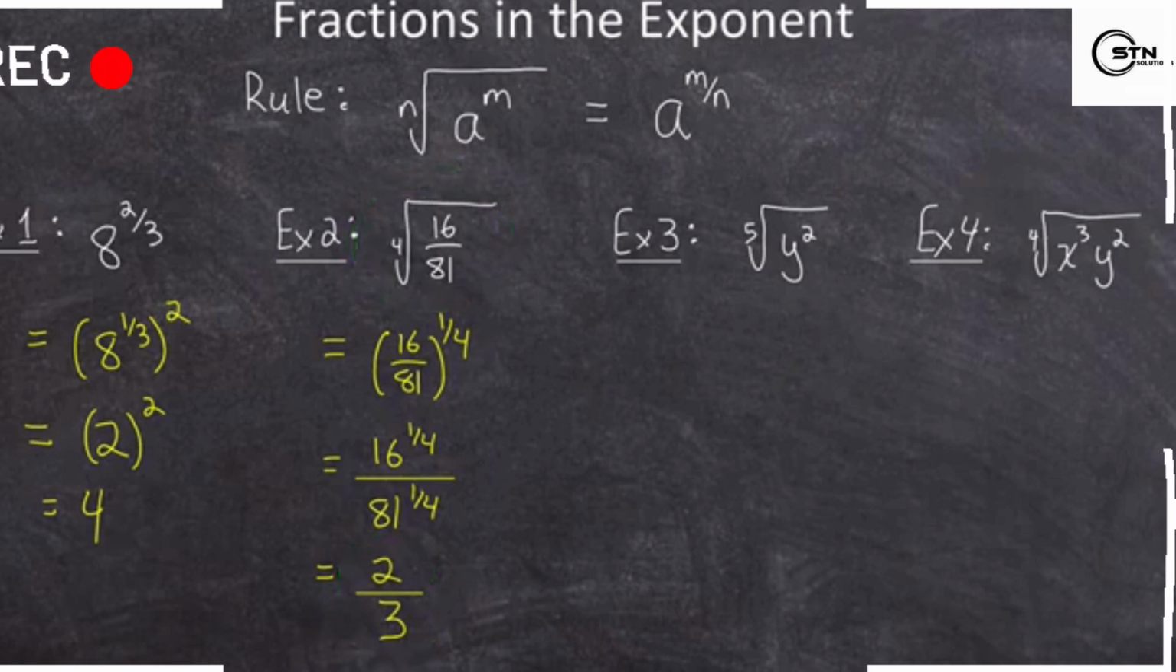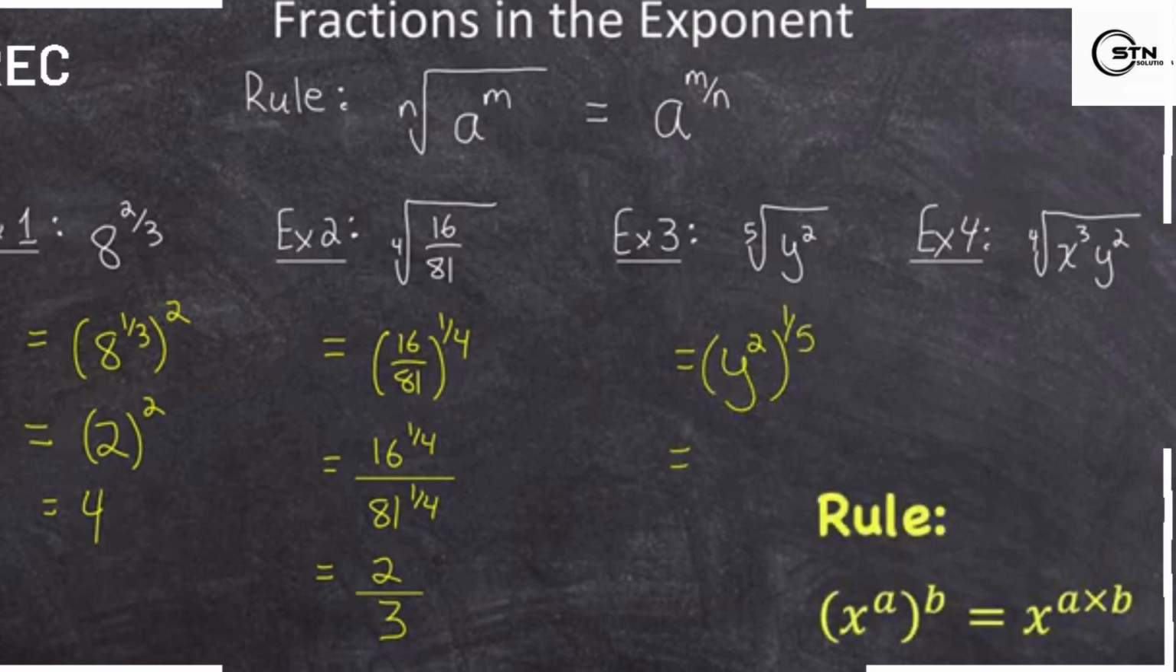And then example 3, I have a y squared that I'm taking the 5th root of. That 5th root symbol can be rewritten as a rational exponent. I could rewrite this as y squared to the power of 1 over 5.